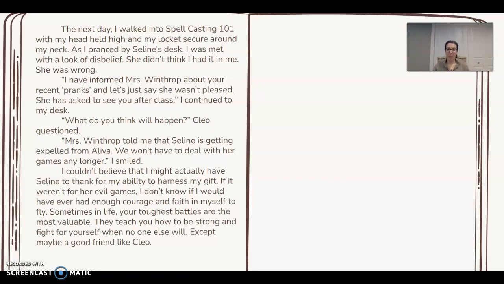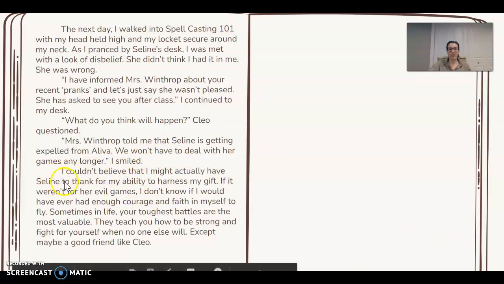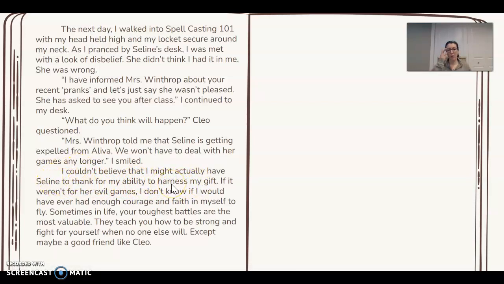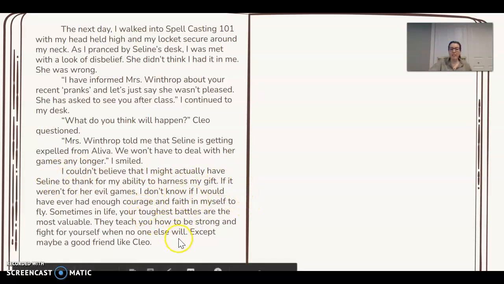So as you can see, I've wrapped up my story. I have tied up my loose ends about what was happening. We now know what happens to Celine. She ends up getting expelled. We know that Cleo and Beatrix will remain close friends. And we have reflected on the beginning of the story. So this ties into the circular ending. She reflects on how originally she wasn't able to harness her gift, but now she has Celine to thank for it, even though Celine was not kind to her in any way. But she's reflecting on the lesson that she's learned, to have courage and faith in herself.